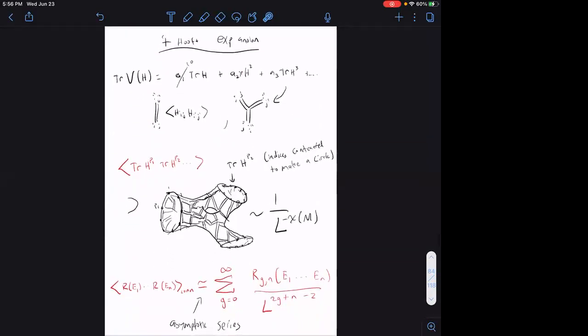So to get an idea of how things are going to work, let's think about just doing perturbation theory in this matrix integral. We'll do Feynman diagrams. So let's write out trace V of H. V we can write as a polynomial in H or some power series. And let's imagine we don't have a linear term for simplicity. We have a quadratic term, we have a cubic term, some coefficients.